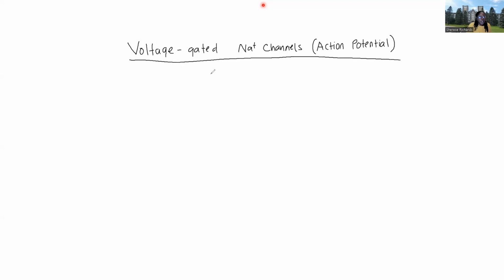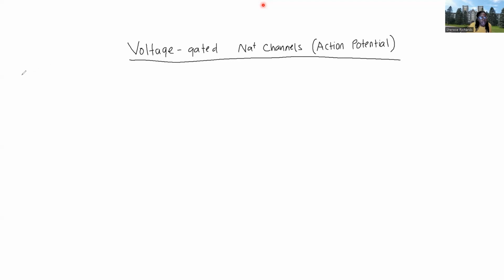Voltage-gated sodium channels, specifically their role in the action potential. Okay, so a couple of things we want to make a note of before we actually look at the channels.